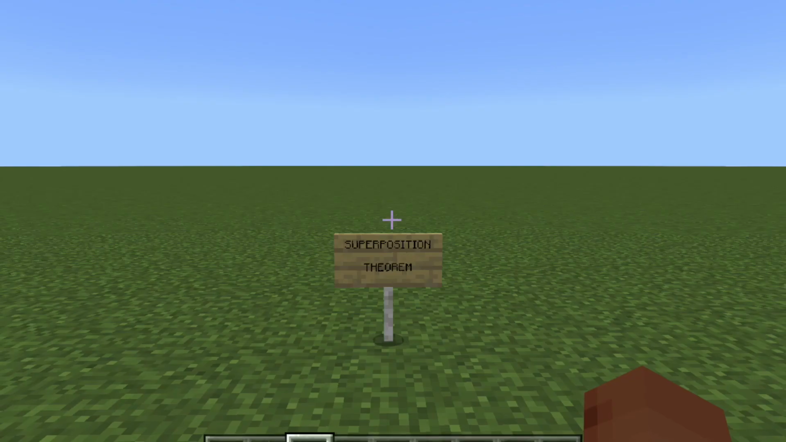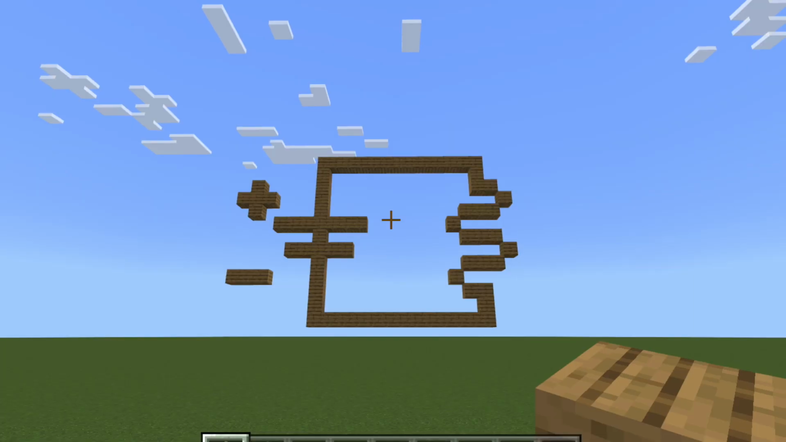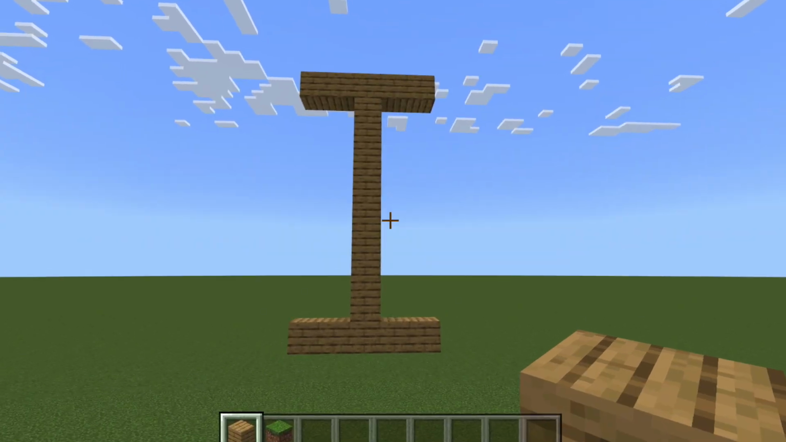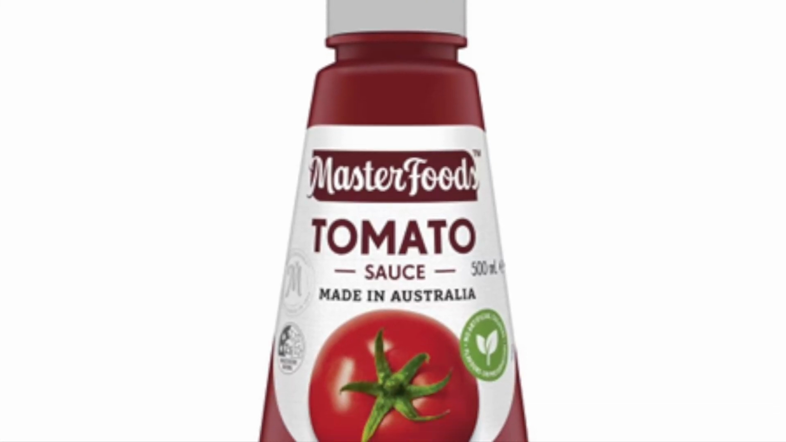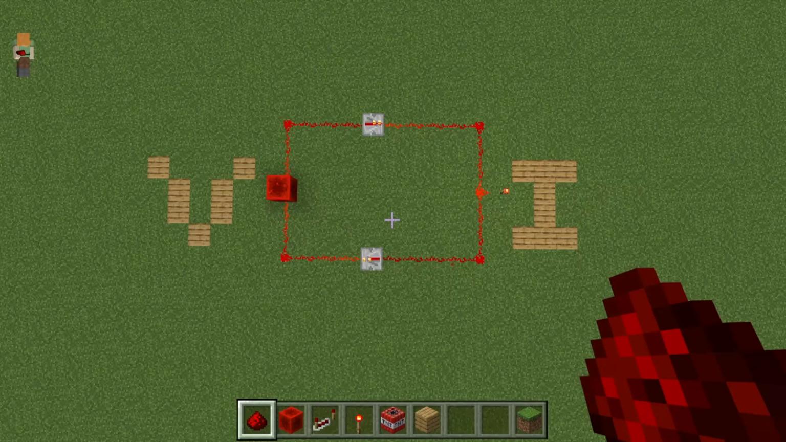An informal definition of the superposition theorem states that a circuit with X amount of voltage and current sources is equal to the sum of simplified circuits using just one of the sources. Just to put this in a bit of a visualization, here we can see a voltage source on the left with the redstone block, and on the right a current source with the redstone torch.